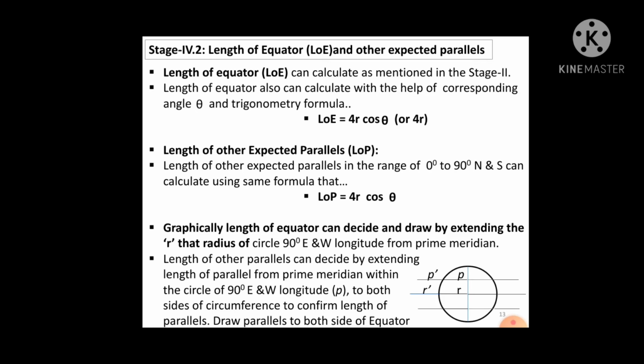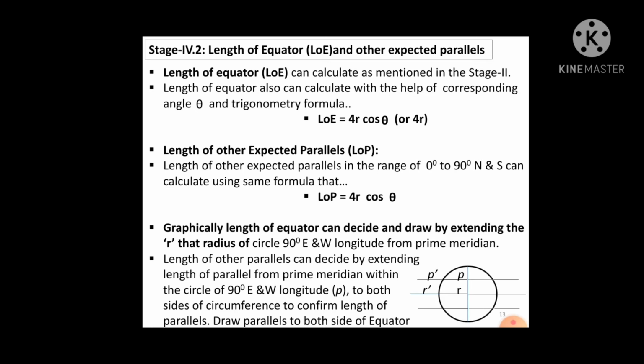For example, look into the image put here at the bottom right corner, where the circle of the 90 degree east-west meridian has been shown. If you look here, the r and r dash, what is it? The r is nothing but the half distance of the equator within the circle. That means it is absolutely the radius of the circle. If you extend that r to both sides of the circumference, I am not talking about from the center. Within the circle, that length is already there.